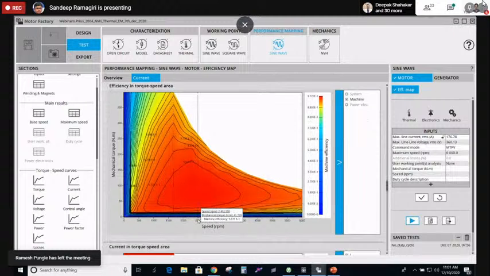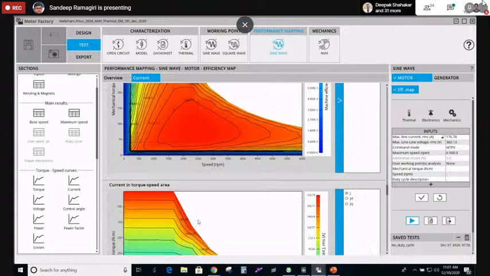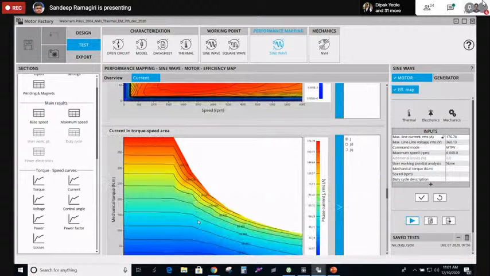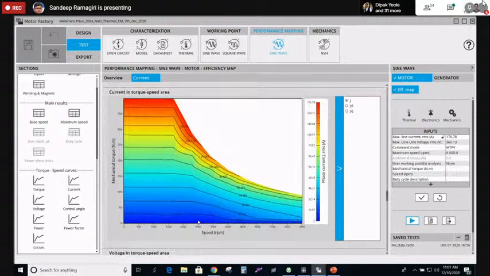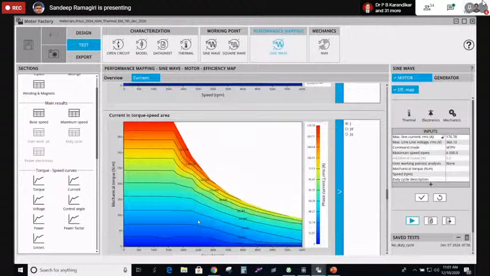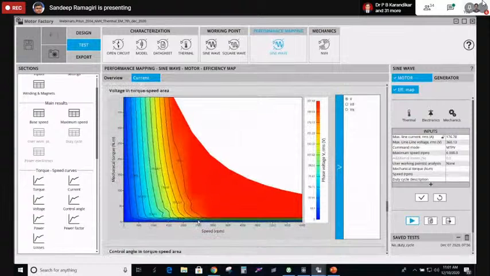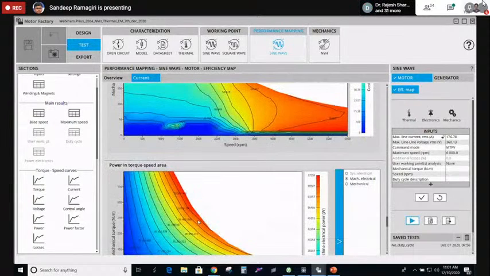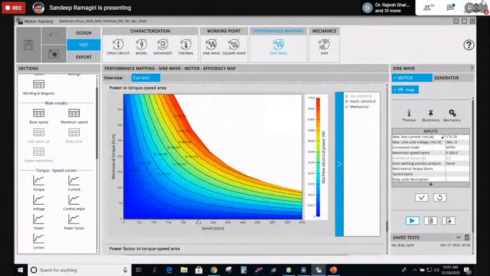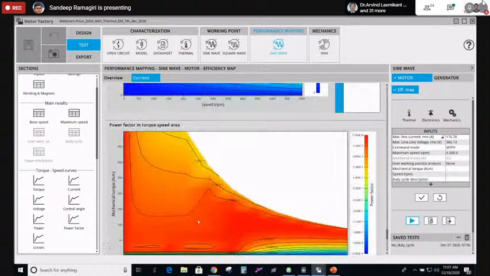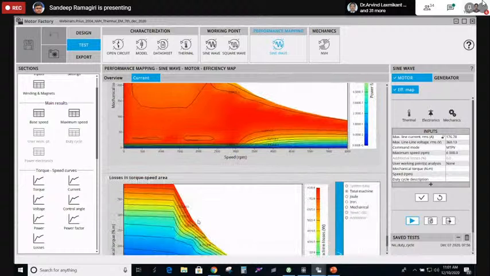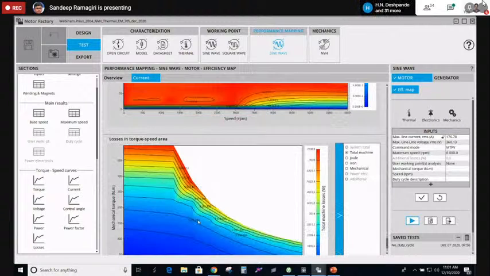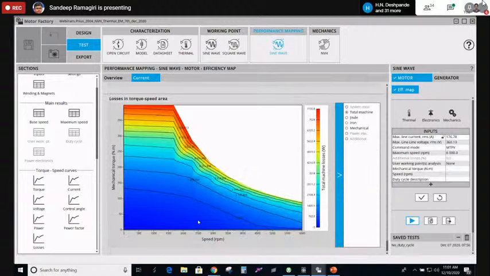So torque versus speed, with respect to efficiency. And then we can have the phase current on the torque and speed area. Similarly, we can have phase voltages and a control angle, and you can also see we can have the mechanical and electrical power, and a power factor on the speed and torque envelope, and similarly we can have the total machine losses.